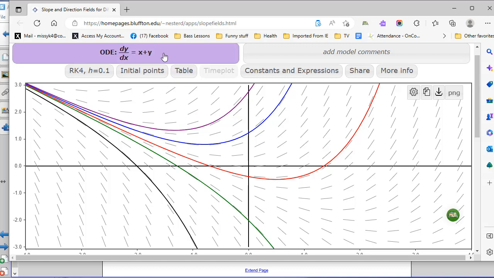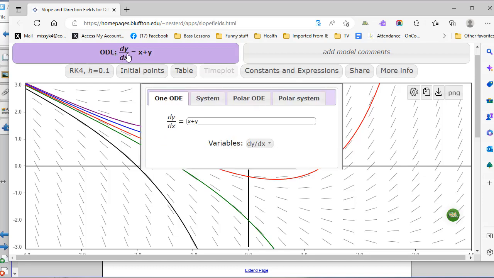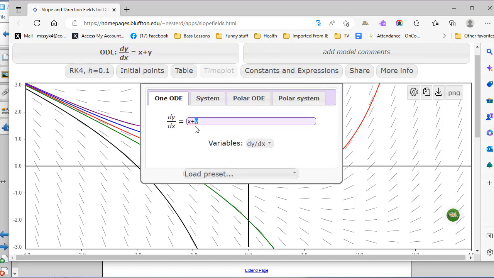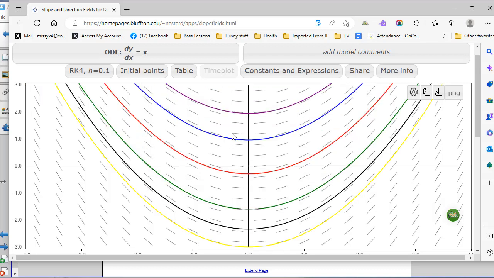If I click up here, and the ODE stands for ordinary differential equation, if I click in that box, a dialog box will pop up, and I can change the equation. I'm going to change it just so it says x. And I click in here, and what we see is a family of curves that seem to be parabolic, and there's a variety of different curves that were sketched in. And if I continue to click in the slope field, I get even more curves. And that would make sense because the solution to the differential equation dy dx equals x would be x squared over 2, which is parabolic in nature.